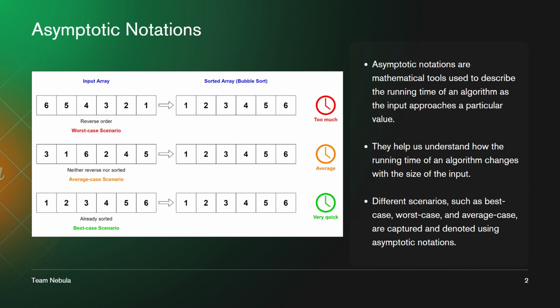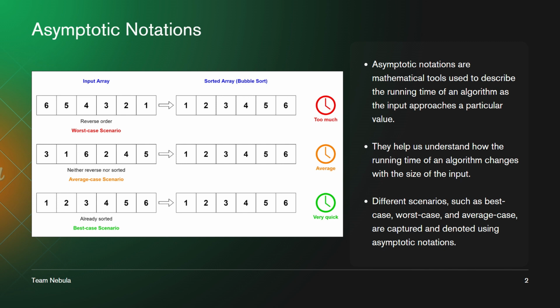Asymptotic notations are the mathematical tools we use to describe the running time of an algorithm as the input approaches a particular value or a limiting value. In simple terms, they help us understand how the running time of an algorithm changes with the size of its input. So consider the example of bubble sort.